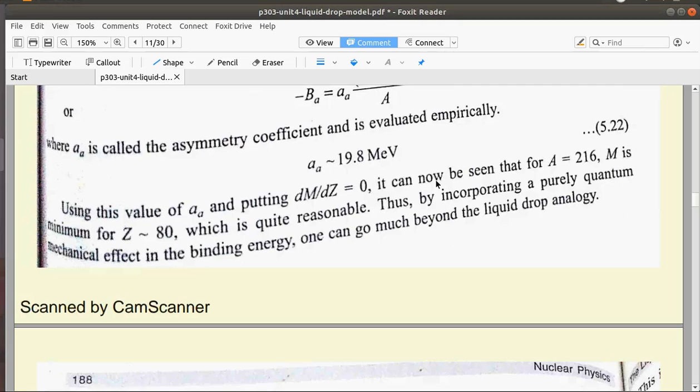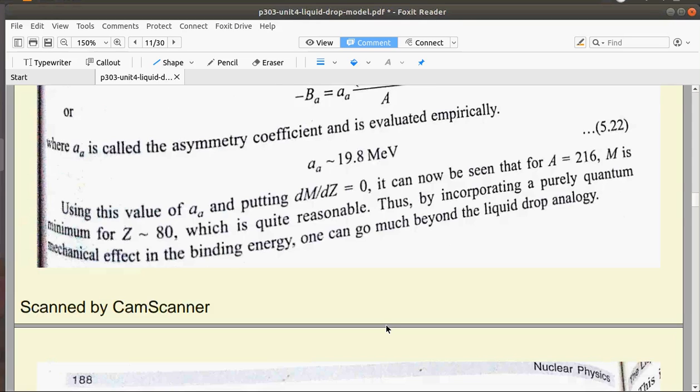Okay, so now if you put A is equal to 216 and you add this term in the previous equation, then we get that the minimum value of M is for Z is equal to 80, which is a reasonable answer. It matches with the experimental results to some extent. Thus, by incorporating a pure quantum mechanical effect in binding energy, one can go beyond the liquid drop model. So this is basically a quantum effect, and it is not dependent on the liquid drop model.